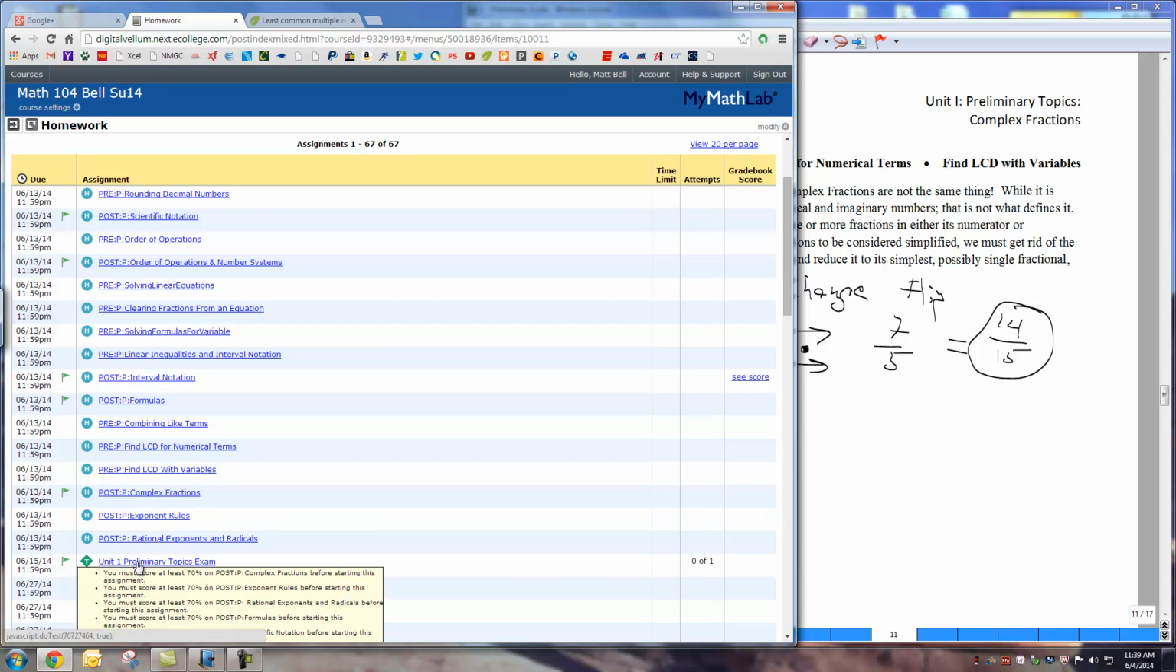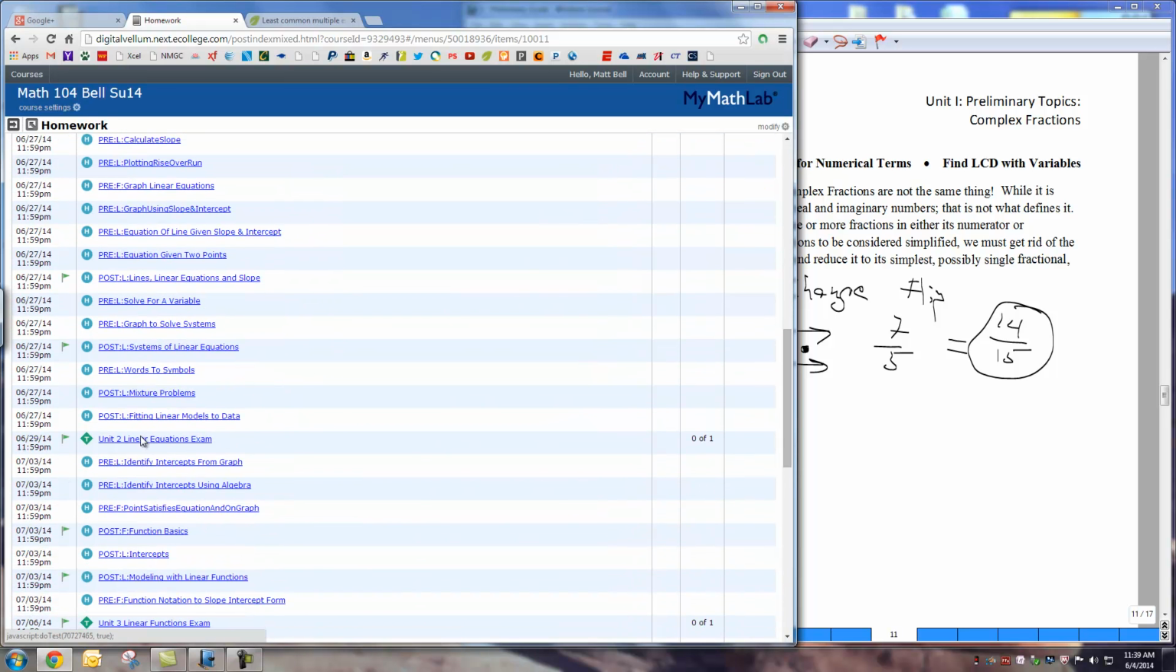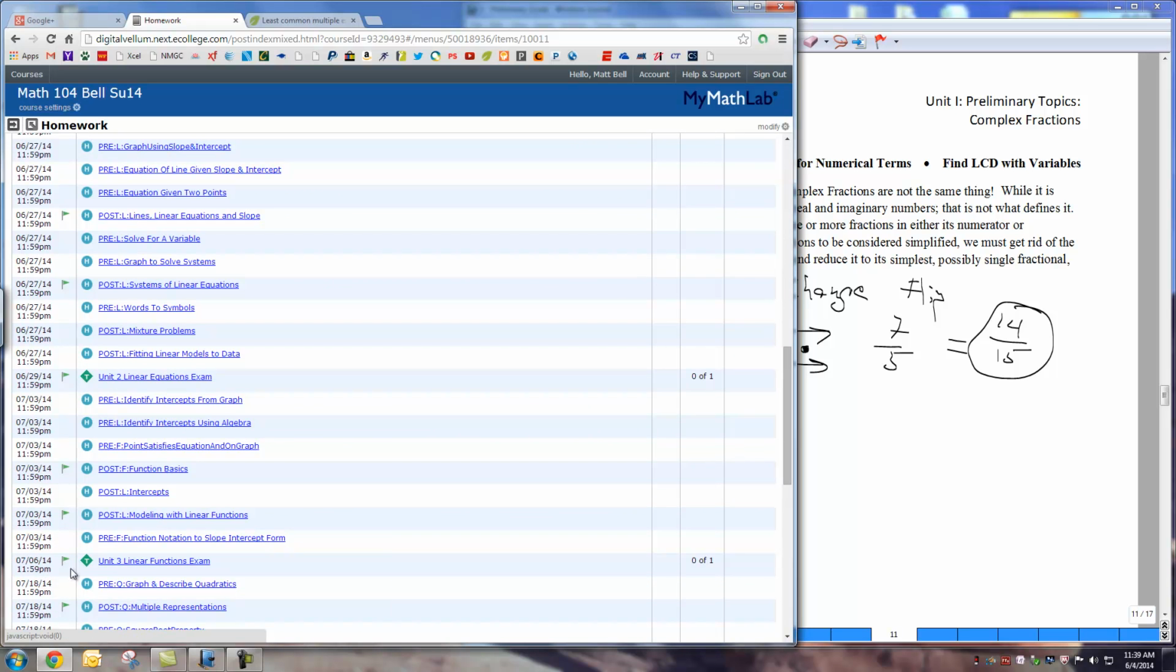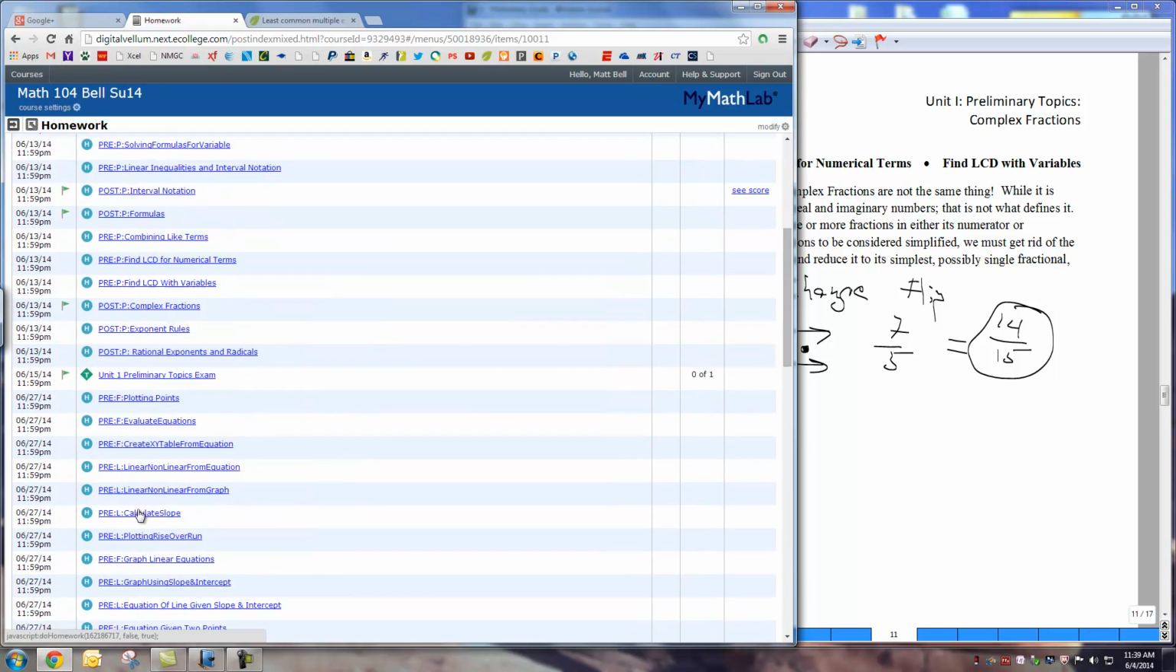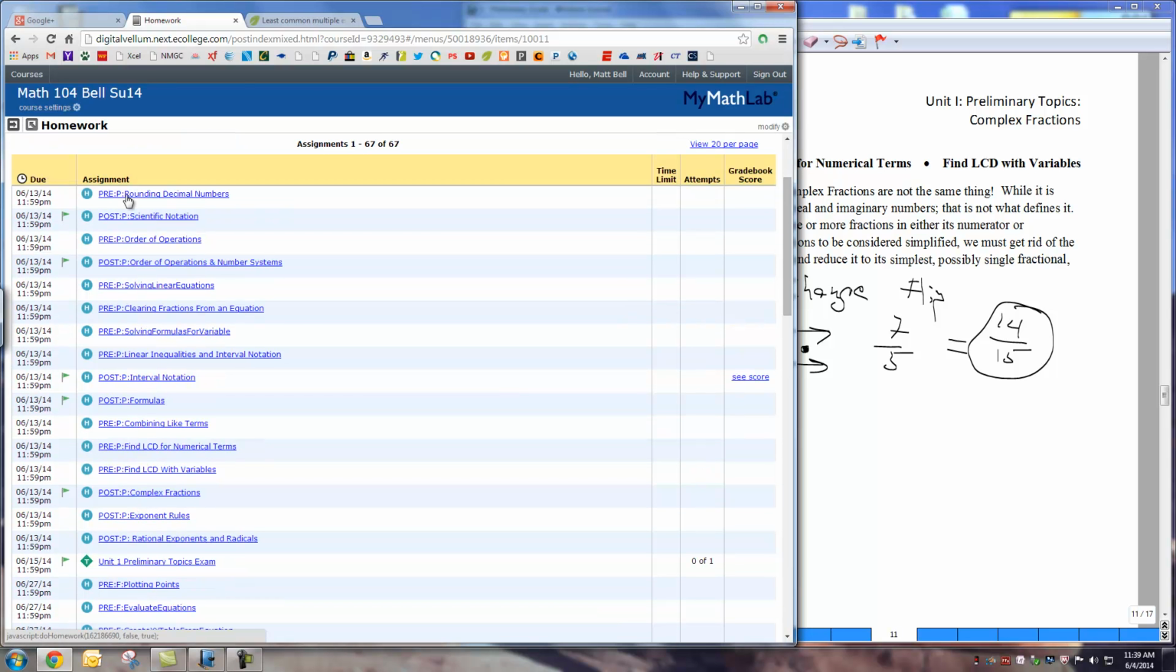I have gone ahead and made your tests available. So all 4 of your unit tests are available, but you have to get every post-class assignment done before it. Okay? So basically what it comes down to is your pre-class assignments, there's no prereq, but your post-class assignments have the pre-class assignment as the prereq. So you have to do this assignment before you can do scientific notation. You have to do order of operations before you can do order of operations in number systems, and so on.